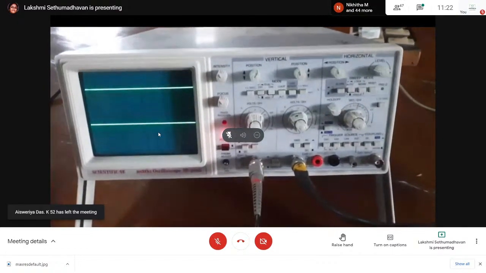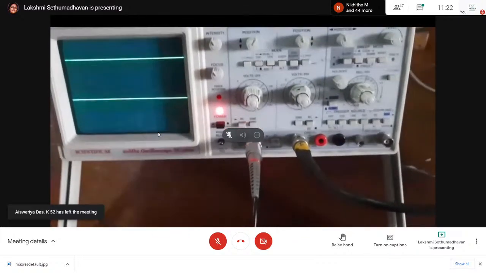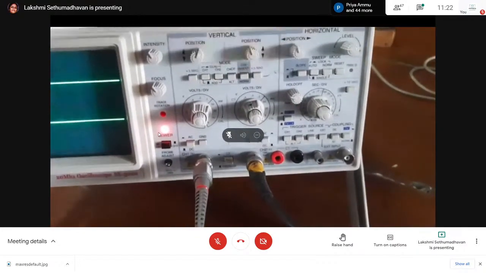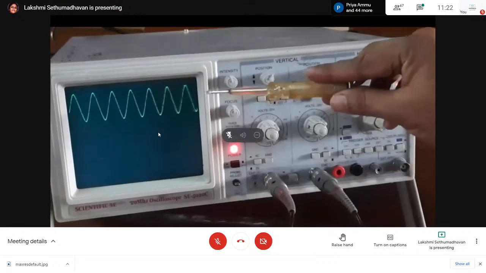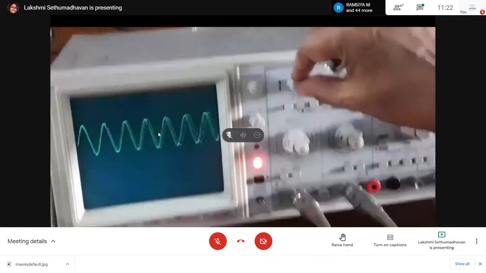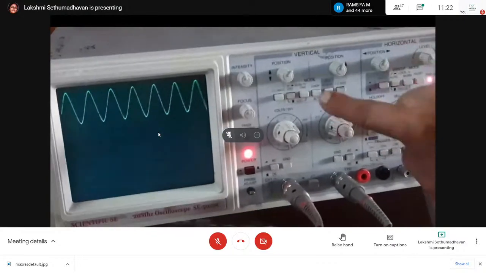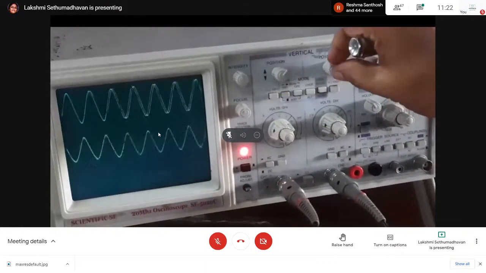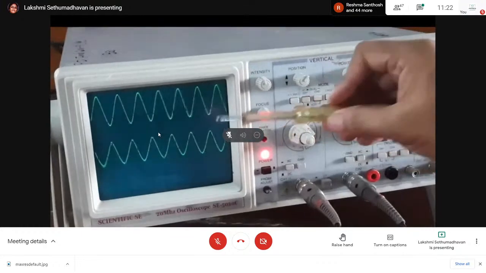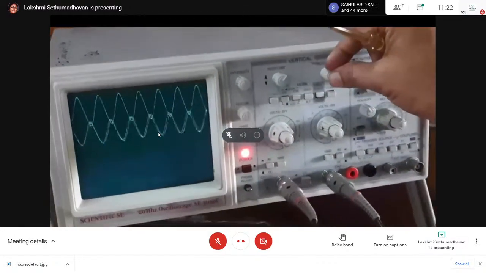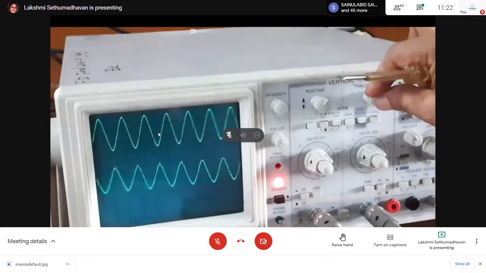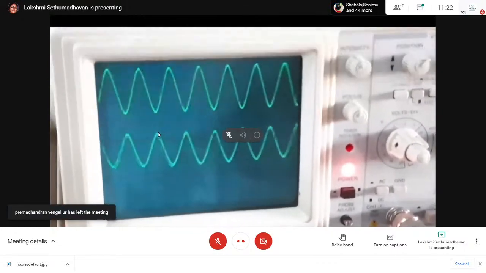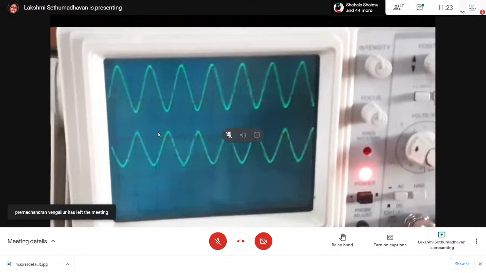This is a CRO. Here we will use the first channel to observe the input and the second channel to observe the output. So this is our input. This is given to the channel 1. This is channel 1 input. And now I'll include channel 2 also. This is channel 2 signal, that is the output coming from pin 6. Now you can see that the input and output are out of phase. The output is out of phase with the input. So this is how you will get the phase inversion in inverting amplifier.